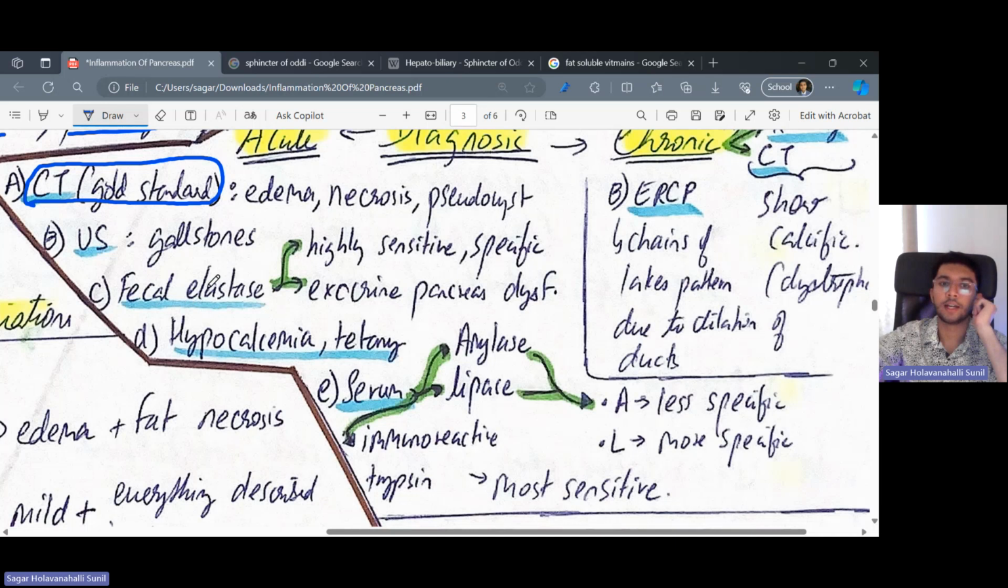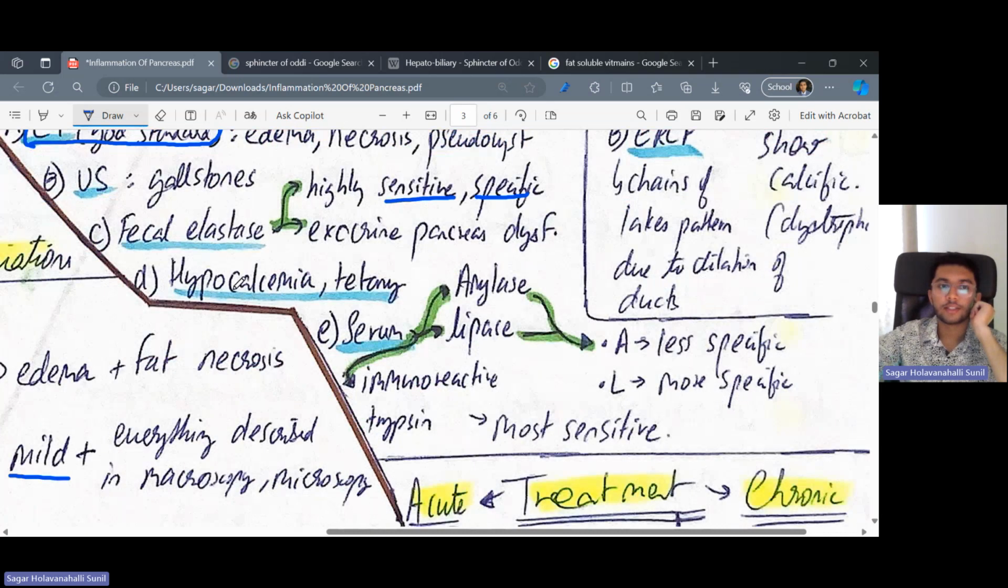So basically, this is highly sensitive. Okay, it's also quite specific. Whenever there's an exocrine pancreas dysfunction, there can be elastase seen in the fecal matter. When there's hypocalcemia, there can also be tetany. Hypocalcemia usually occurs because whatever calcium is there within the body will be used in creating these calcium depositions.